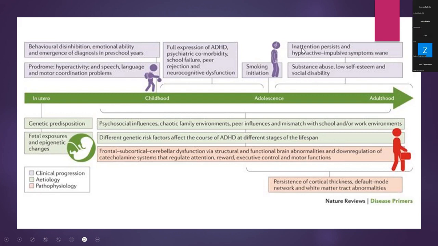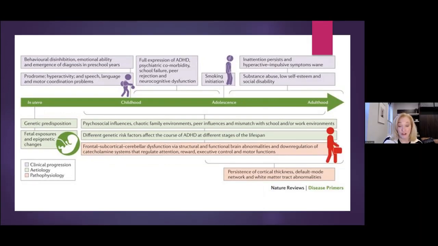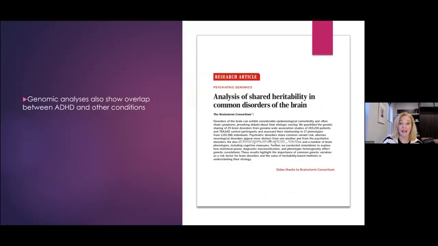So as the ADHD person moves into adulthood, they're at higher risk for substance use, low self-esteem, and social disabilities. And the more recent research on ADHD does sort of look at social disabilities as part of the picture of ADHD, even though it's not one of the DSM symptoms.